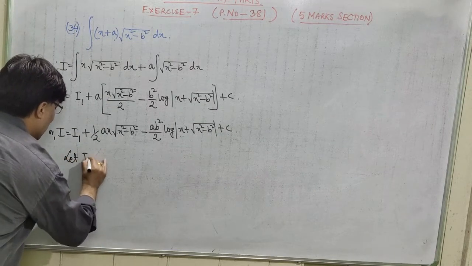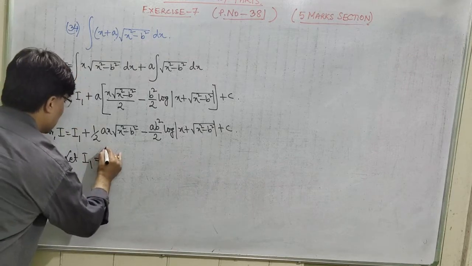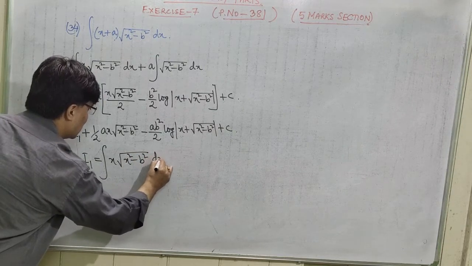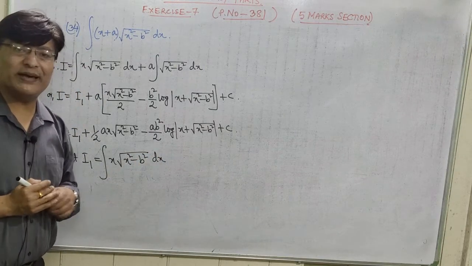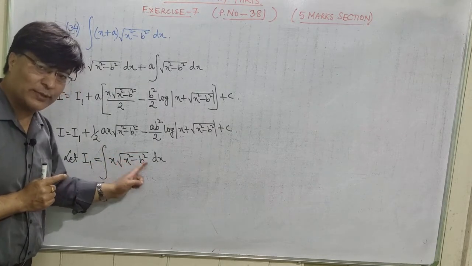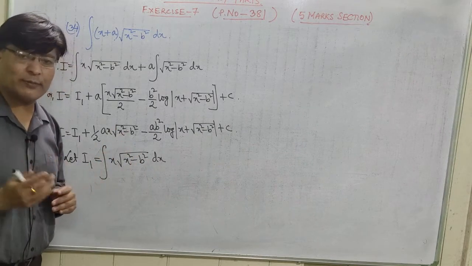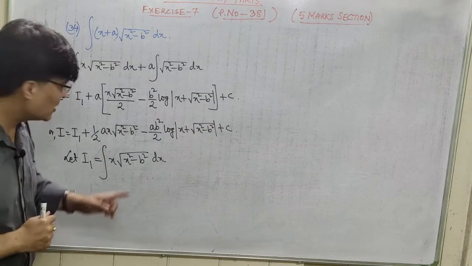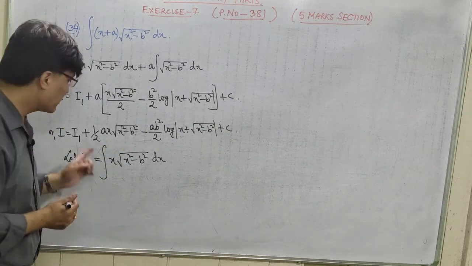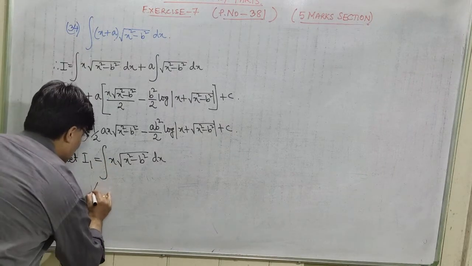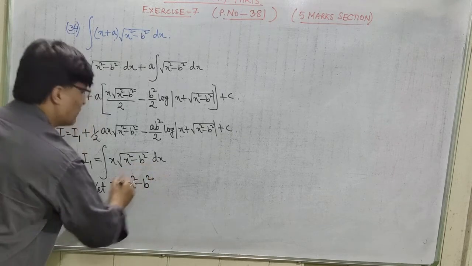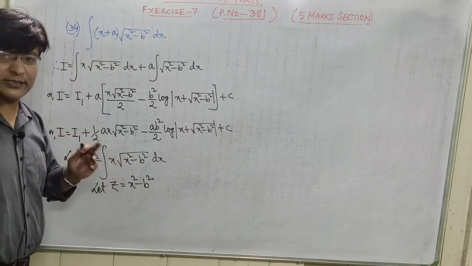What is I1 here now? Here I1 is integral x within square root x square minus b square dx. So what is the method for integrating it? You know that within the square root there is the term x square minus b square. If you differentiate x square minus b square, you will get 2x, isn't it? That means we are getting x here, 2 is a constant term that you can manipulate. So let us assume x square minus b square as z. Let us do the method of substitution in this case, because the differentiation of x square minus b square is 2x.